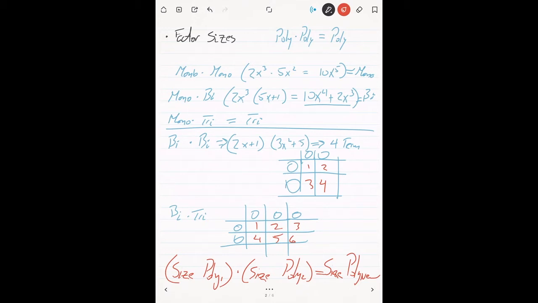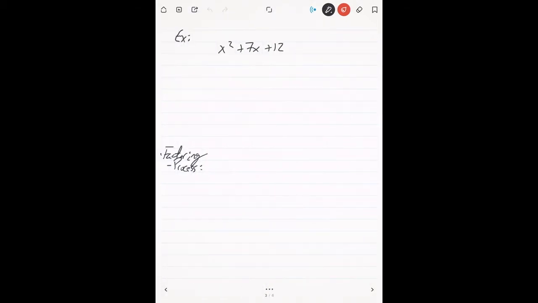If I'm taking a trinomial times a trinomial, I would end up with 9 terms. If I took a trinomial times a 4-term polynomial, I'd end up with 12 terms. Really, all that we're doing is multiplying the sizes together. Okay, so what could our possible answers be? Monomials, binomials, trinomials, 4-term, 5-term, 6-term, etc. So, actually, they go 4-term, then 6-term, and then we would just keep going with our multiplication from there.